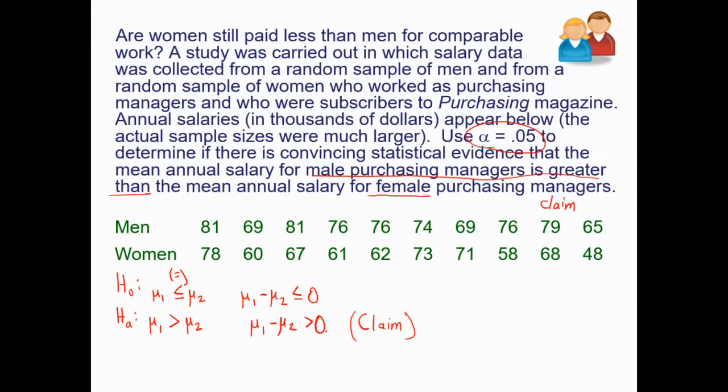But what have I not done yet? In writing the hypotheses, what have I not done? I haven't done the assumptions, but before we even do assumptions, will we go find the mu's? What's mu1? The mean annual salary.